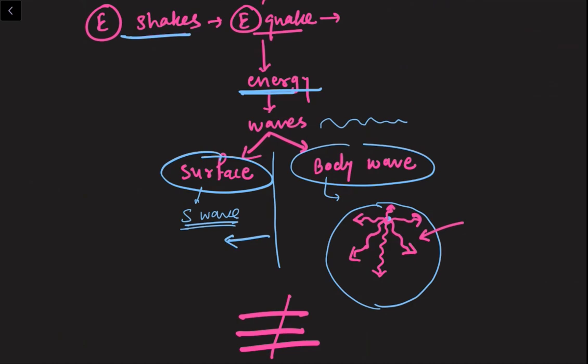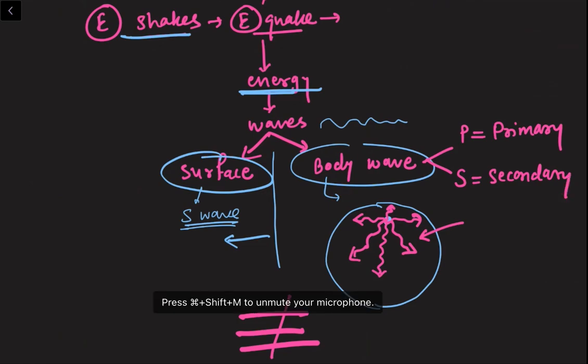Now the body waves are of two types again. One is called P waves, second is called S waves. In body waves, P waves and S waves mean what? P is nothing but primary wave. S is nothing but secondary wave.